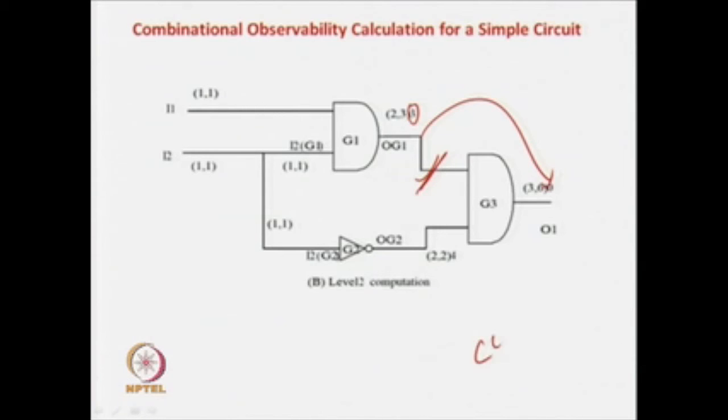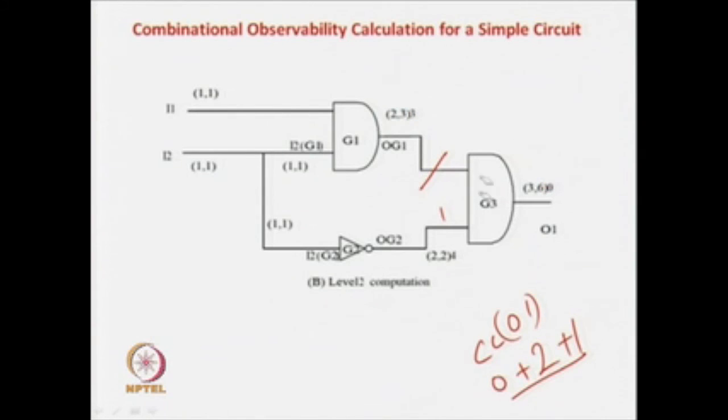So the combinational observability of O1, that is 0, has to be added. Now, to observe this line, this line has to be a 1. How difficult is it to make this line 1? This is 2, correct, making this line 1 is 2, and then we add a 1 for the level shift. So observing this line, the difficulty is 3.